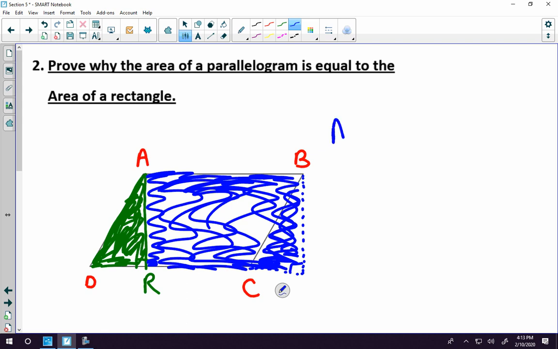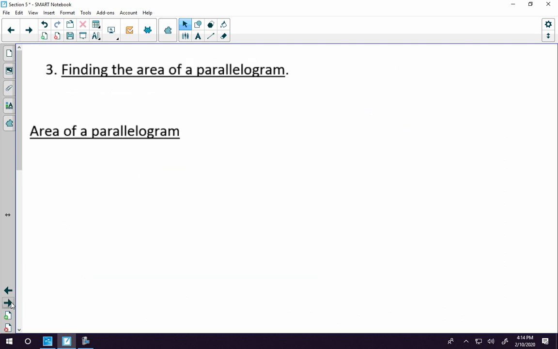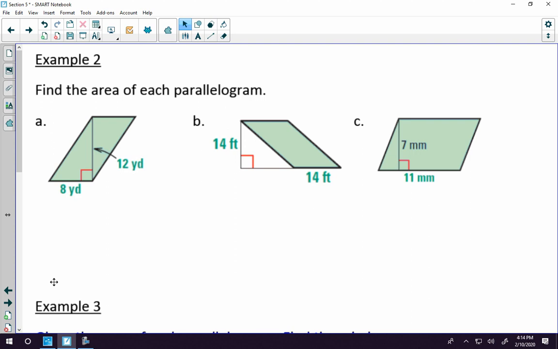So now we need to recall the formula for space inside of a rectangle, which is area equals base times altitude, or maybe your teacher says area equals base times height, which now we realize has to be the same as the area of a parallelogram. They're one and the same formulas. Why is that? Because if we start out with that parallelogram, cut off that green right triangle, and reattach it on the other side, we created a rectangle. So the formula to find the space inside of a parallelogram is the same as the formula for space inside of a rectangle. Okay. Let's go through some examples.